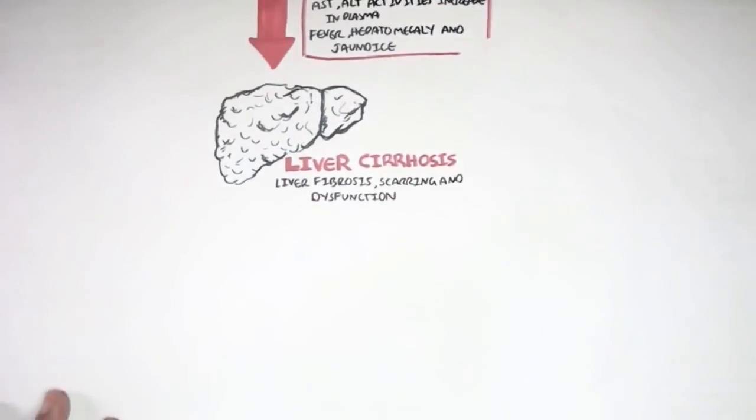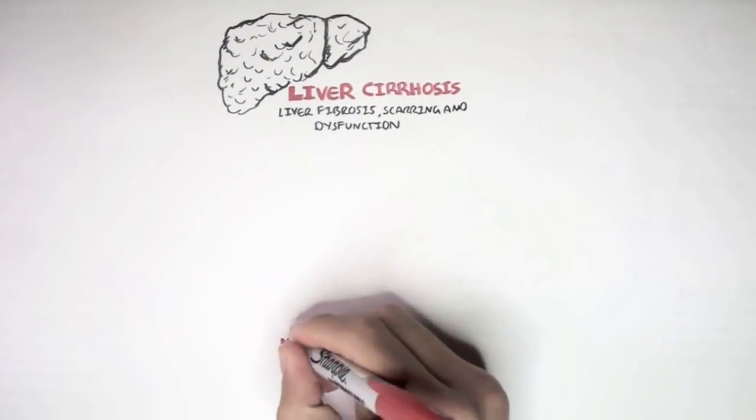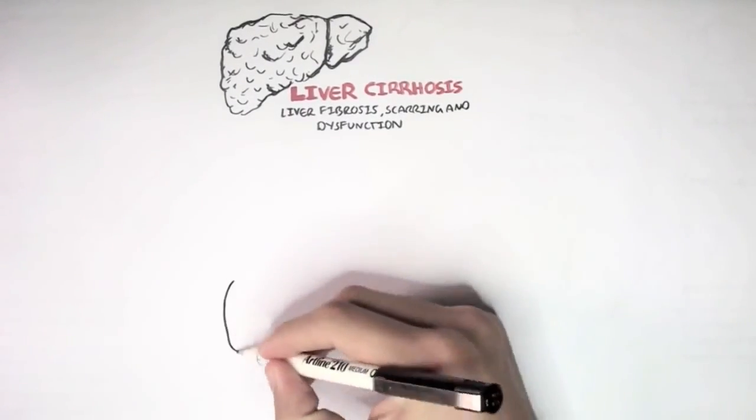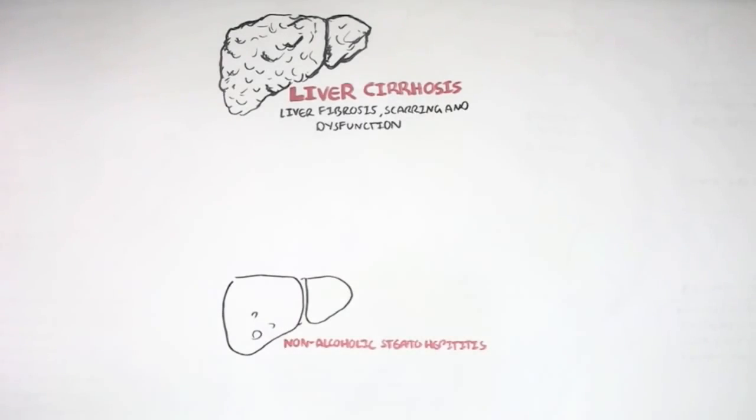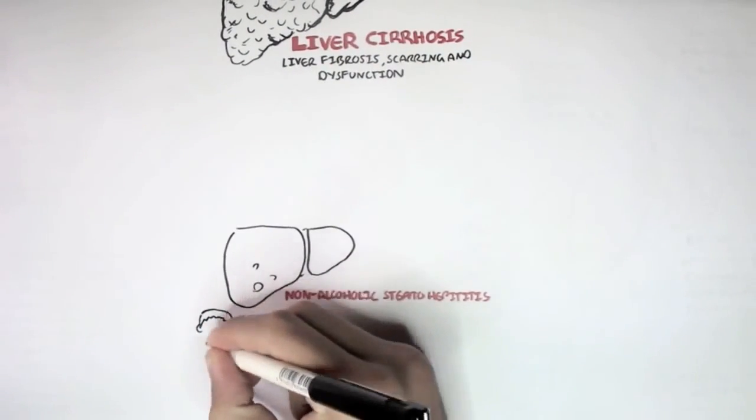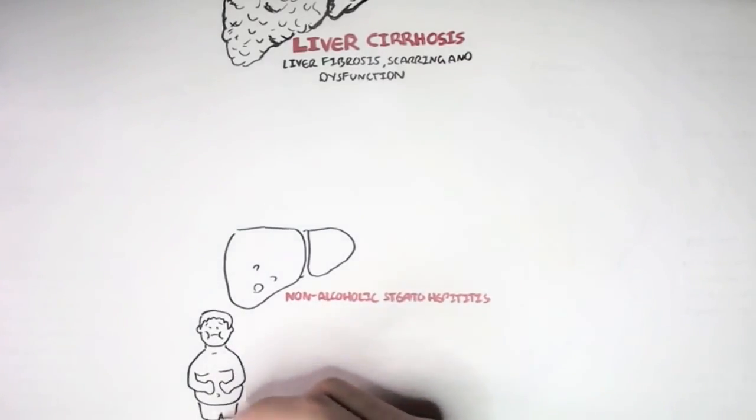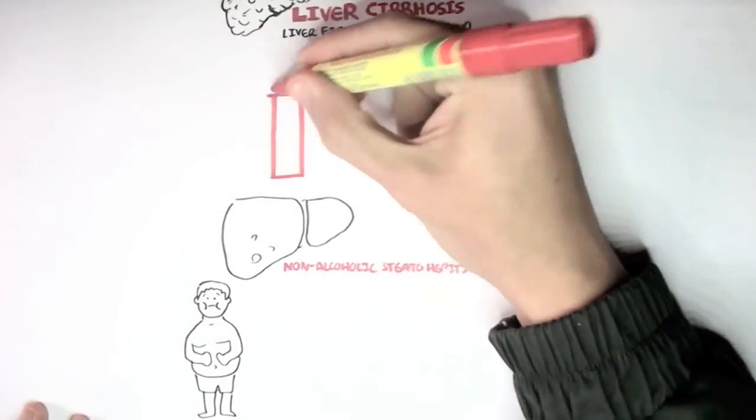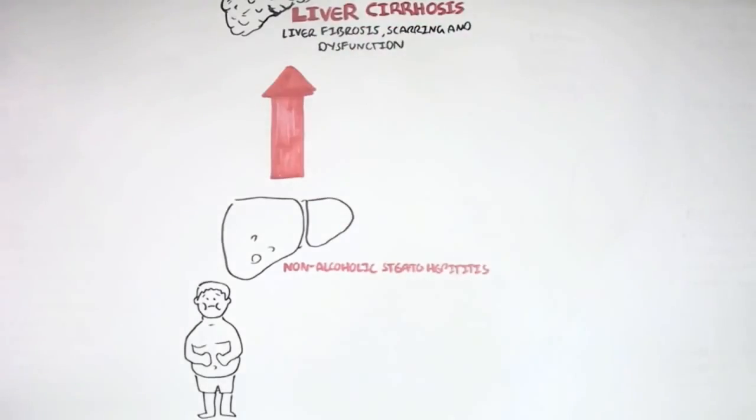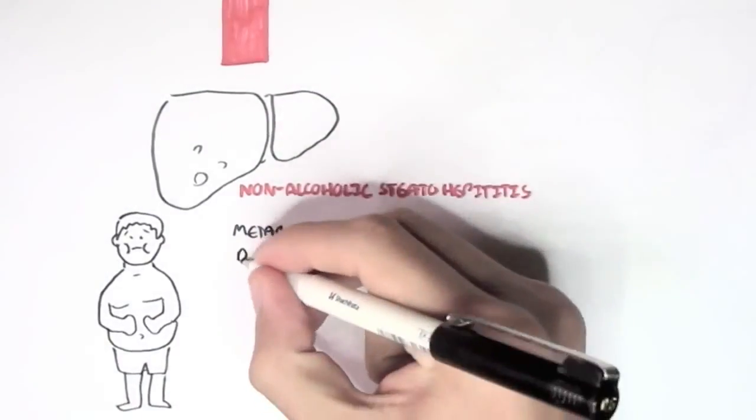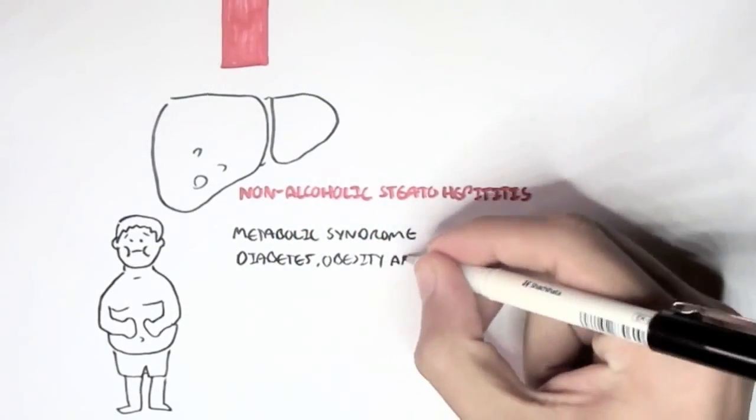Another major cause of liver cirrhosis is non-alcoholic fatty liver disease, or non-alcoholic steatohepatitis. This is caused mostly by a bad diet long term. A big contributor for this disease is metabolic syndrome, which is characterized by having 3 of either diabetes, obesity, hypertension, dyslipidemia, and glucose intolerance. It can also be caused by some drugs.